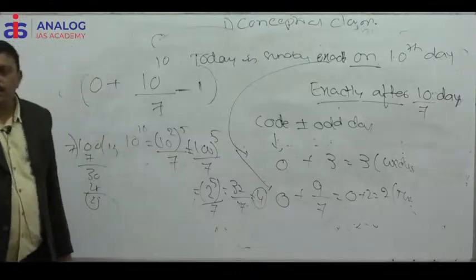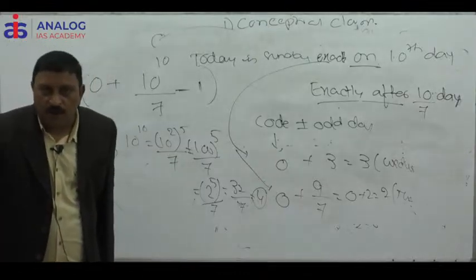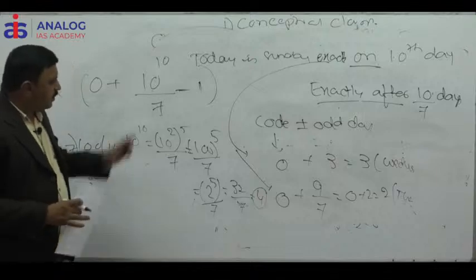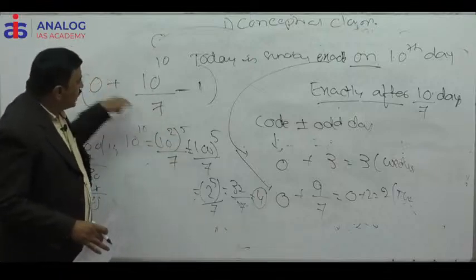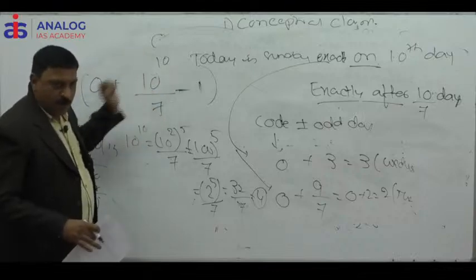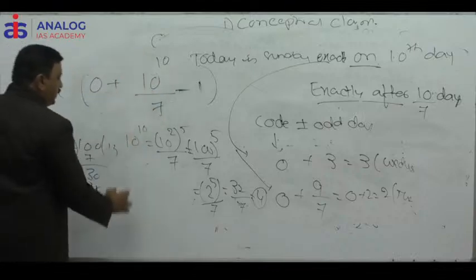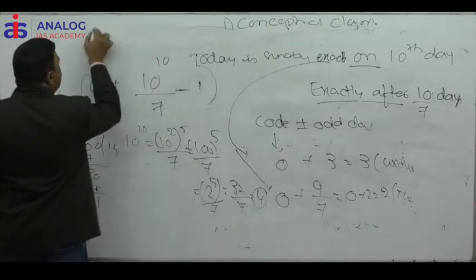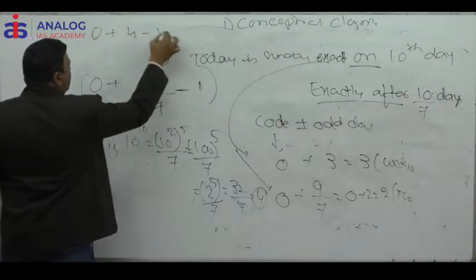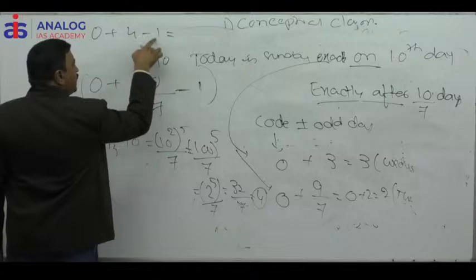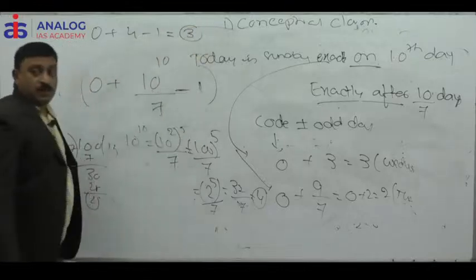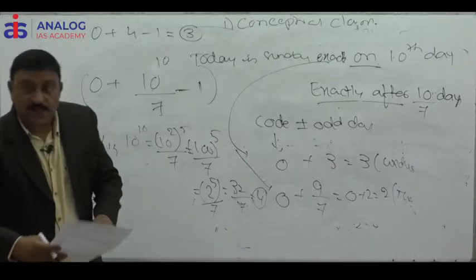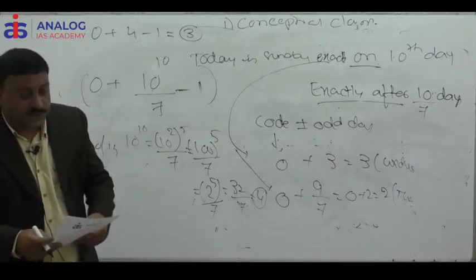Finally we got 4. Understood? This is what a remainder concept is. Now, what is our answer for the entire thing? 4. Okay, so 0. What is your answer? 0 plus 4 minus 1. 0 plus 4 minus 1 is what? 3. 3 means what? Wednesday. Is there any Wednesday there? Yes, first option.